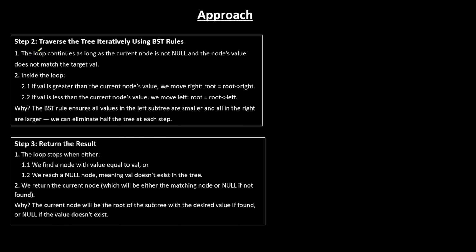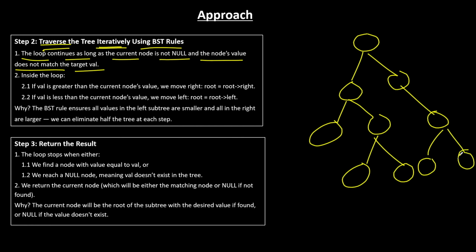Now, in step two, we traverse the tree iteratively using BST rules. The loop continues as long as the current node is not null and the node's value does not match the target value. For example, if this is the tree, just keep in mind what could be the edge cases or end cases. If you reach null, this is the leaf node part. Otherwise, if the value is not present, then also we won't iterate. Until we face any one of these conditions, we keep on iterating.